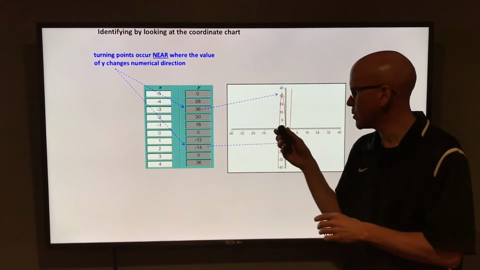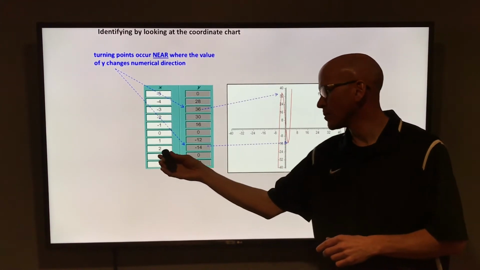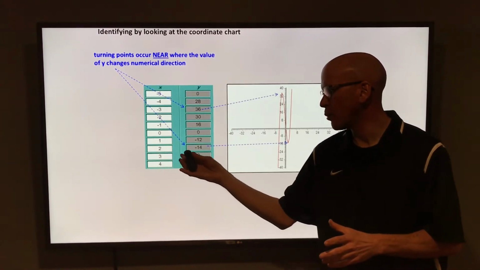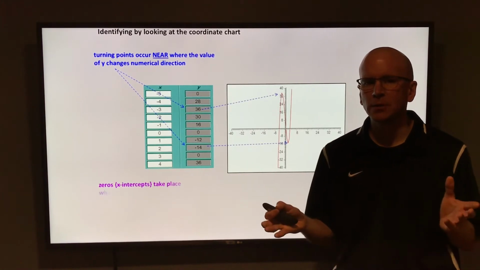So if we go to the right 2 and down 14, you can see there is a turning point near those coordinates. Again, it does not mean it's dead on at 2, negative 14, but there is a turning point very near those coordinates. Also, you can pick out zeros or x-intercepts.